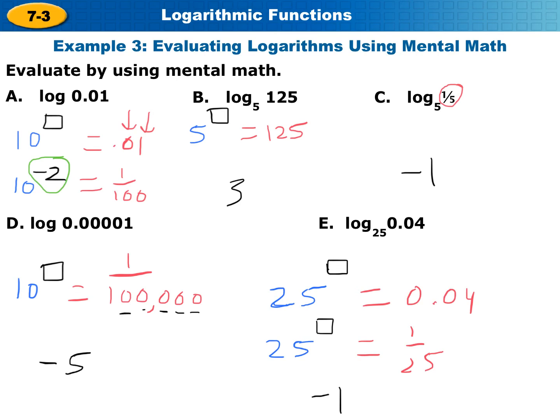So on a lot of these problems I wrote my work, and I'm just writing that work because that's how I'm doing them mentally. I'm looking at it in terms of this entire thing is an exponent. So 5 raised to the third power is 125. So the entire expression log base 5 of 125 can be simplified to be 3. Those are equivalent statements.